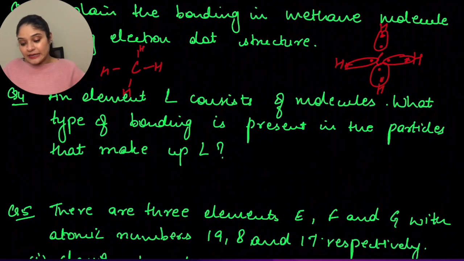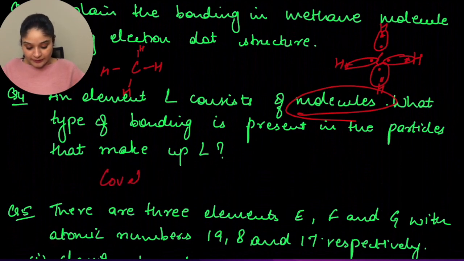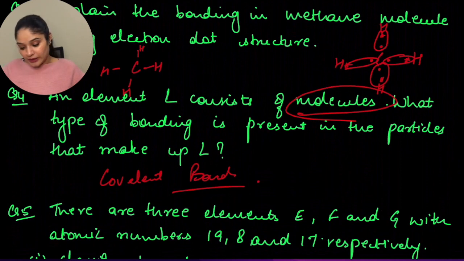An element L consists of molecules. What type of bonding is present in the particles that make up L? So when we have molecules present, that means this particular bond is a covalent bond. Now let's move to the next one.